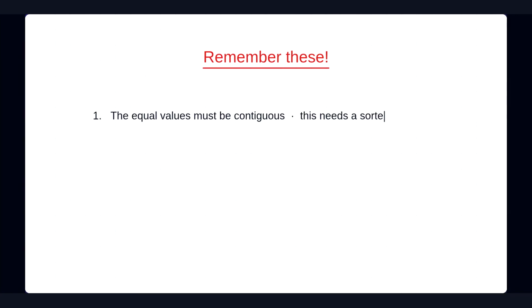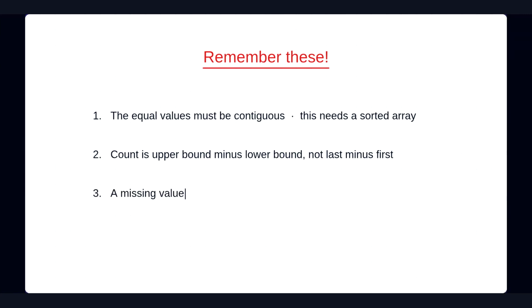3 things to remember. First, this trick only works because the array is sorted, so equal values sit in one block. Second, the count is upper bound minus lower bound. If you instead use last index minus first index, remember to add 1. And third, when the value is missing, both bounds meet at the same place, so the count is naturally 0.